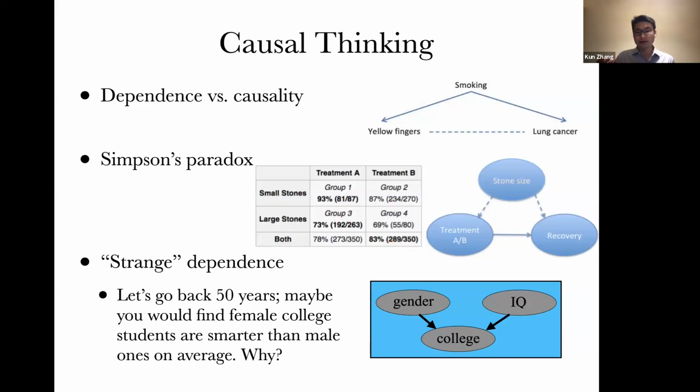So now comes the problem. Suppose you're a doctor and you only care about the recovery rate, the chance for the patient to recover. Would you recommend A or B? Some people may say, if I know the stone is small, I will recommend A. If I know the stone is large, I will recommend A. If I don't know, I recommend B. Basically, A or A is B. That's why it's known as a paradox.